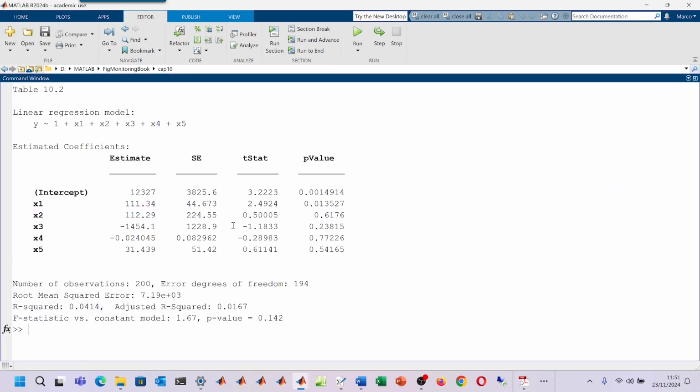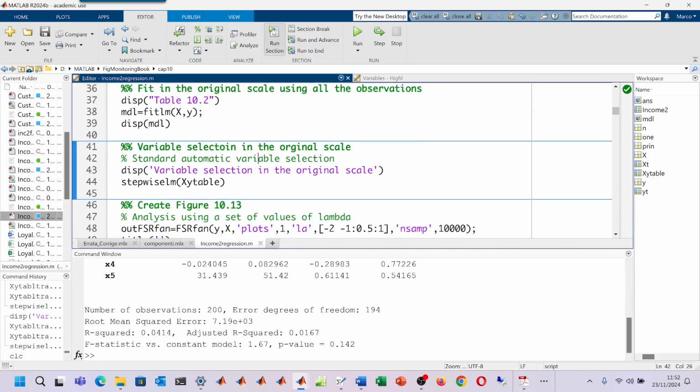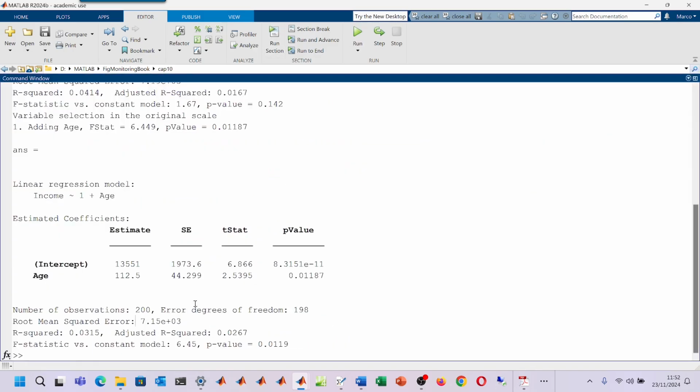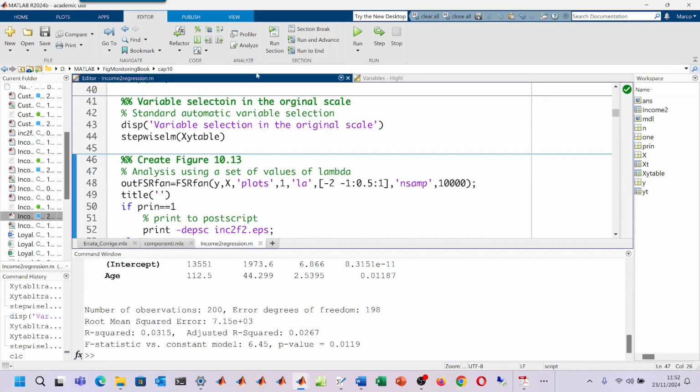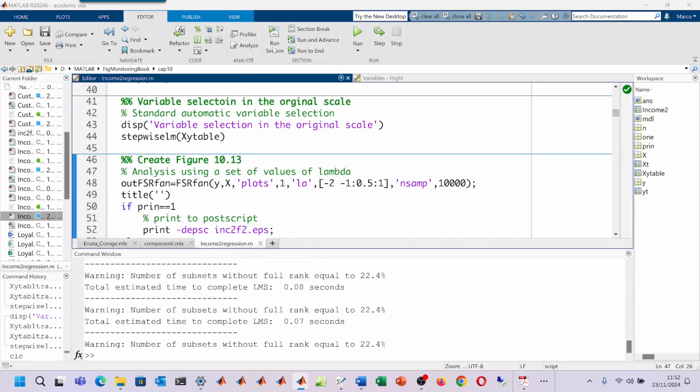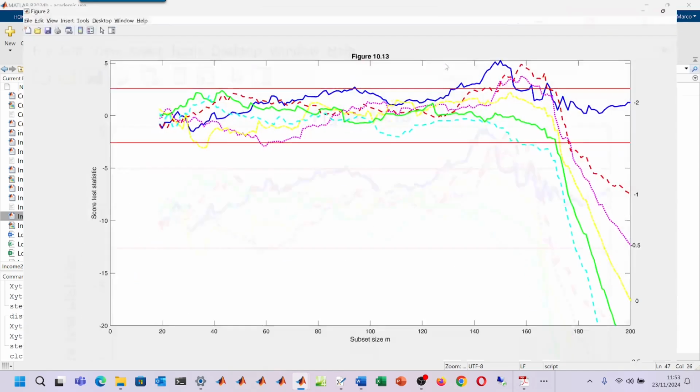Now we start with the non-robust fit. The adjusted R-square is very, very poor. Given that there are a lot of variables that are not significant, it makes sense to run an automatic variable selection procedure. The standard automatic variable selection procedure says that age is the only variable, although it is not quite significant at the 1% level. Now we want to understand whether the data have to be transformed.